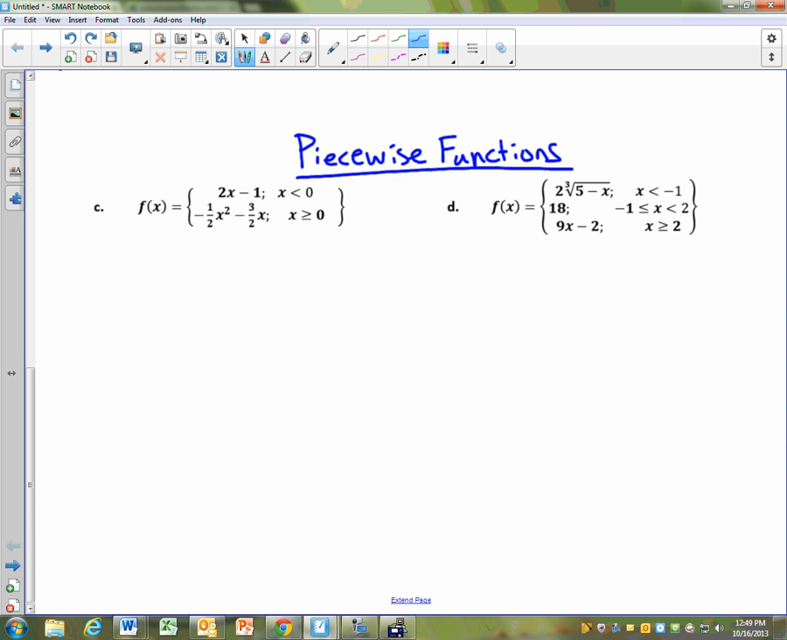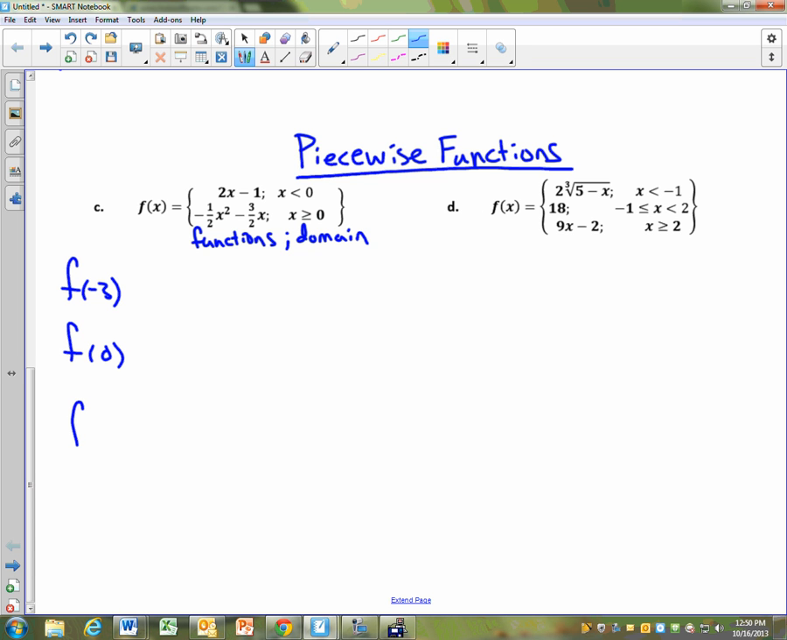Anybody want to guess why they're called piecewise functions? Yeah, there's pieces for different domains. So these are the pieces right here, or the different functions that you use. And then this is their given domain restriction. So we don't evaluate 2x minus 1 for all values of x, just for x values that are less than 0.